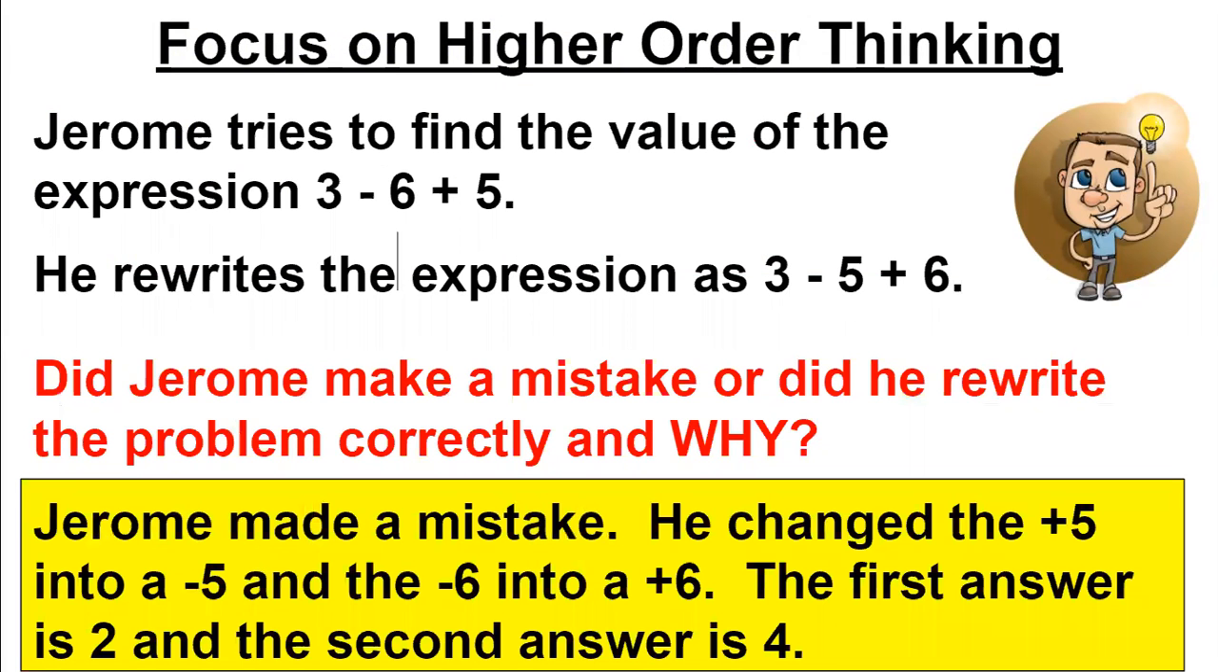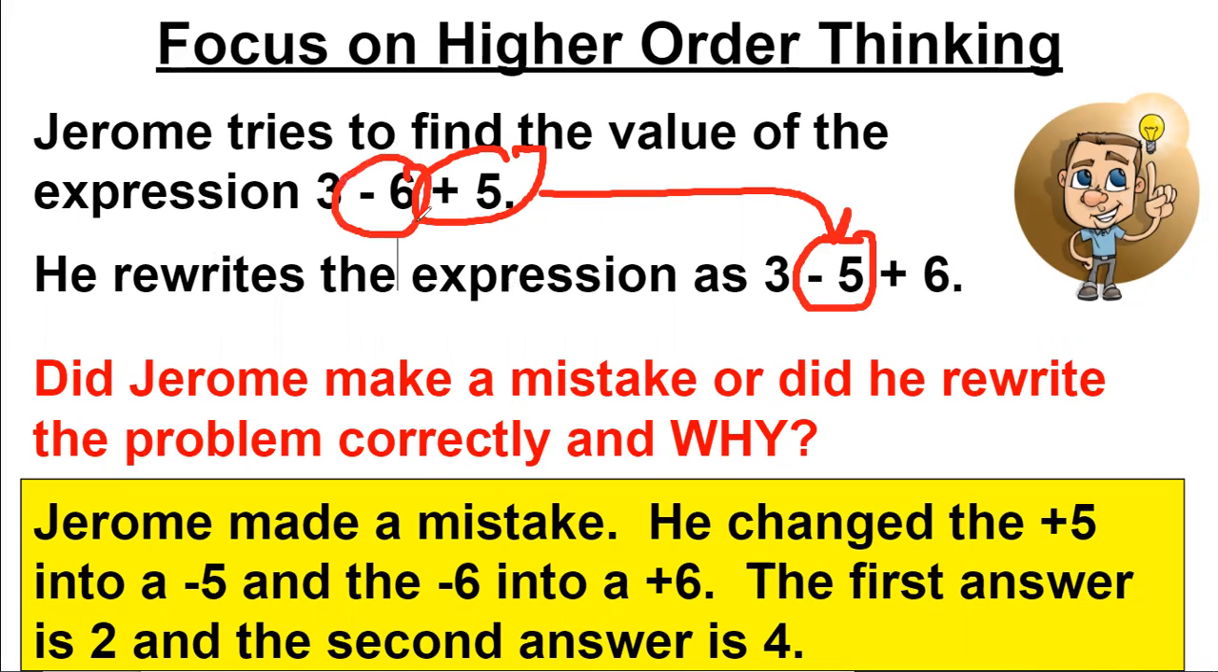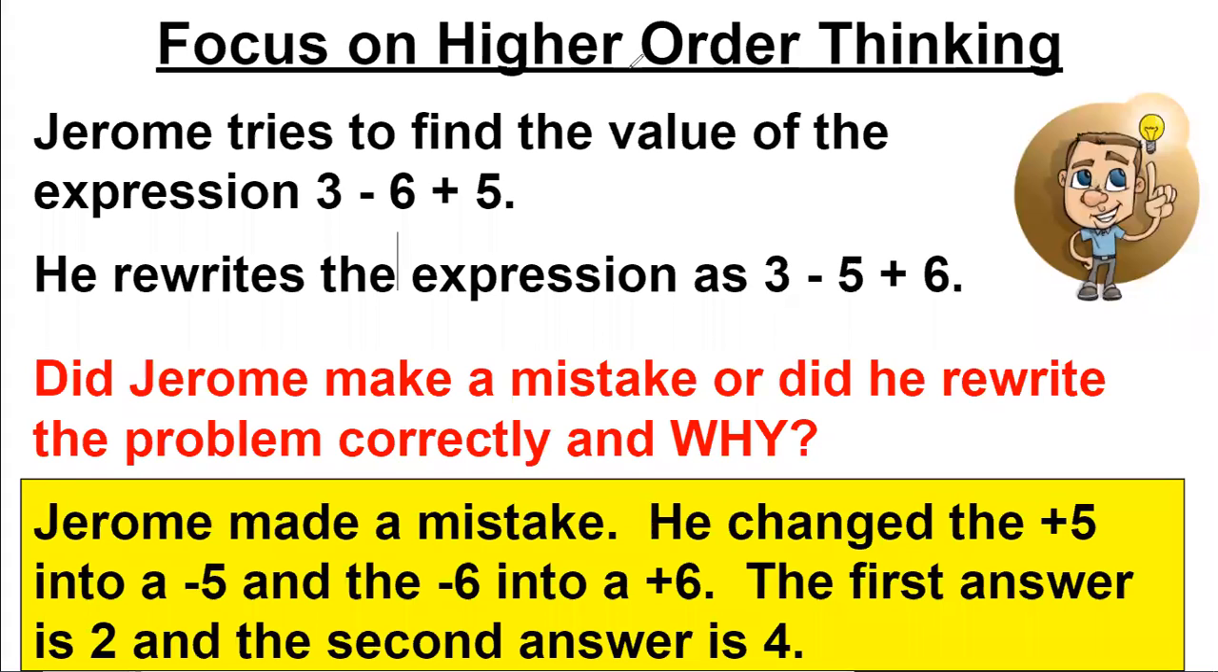Well, Jerome made a mistake. Did you find it? He changed the plus 5 up here. And then when he rewrote it, he changed it to a plus minus 5, right? Plus negative 5. And what did he do to the 6? He changed the negative 6 into a positive 6. So he messed up a lot, didn't he? The first answer would give him 2, and the second answer would give him 4. So if he rewrote that incorrectly, he's going to get the wrong answer.